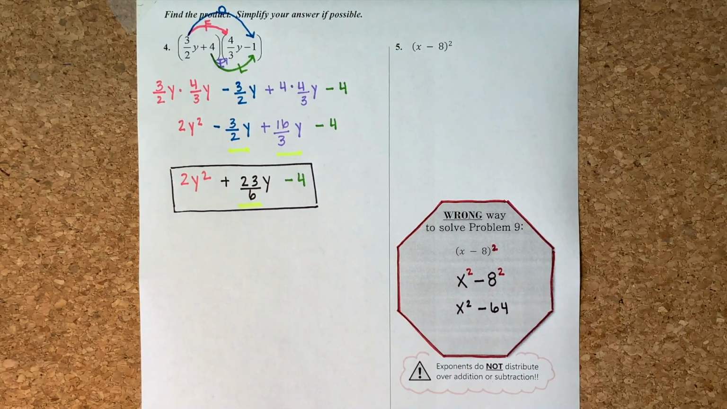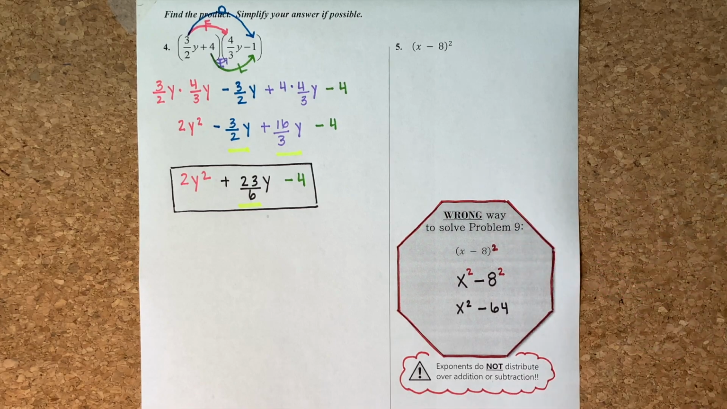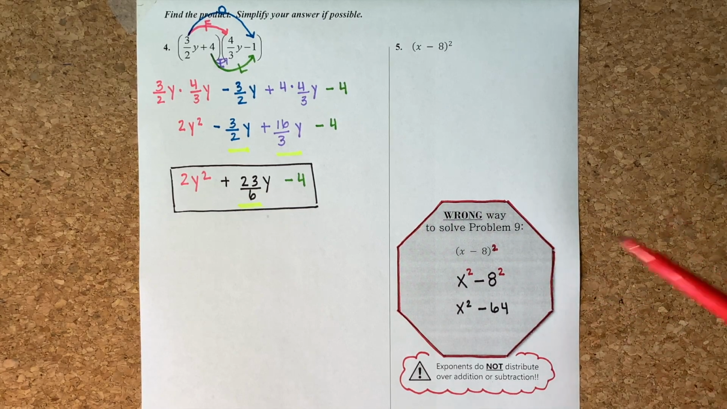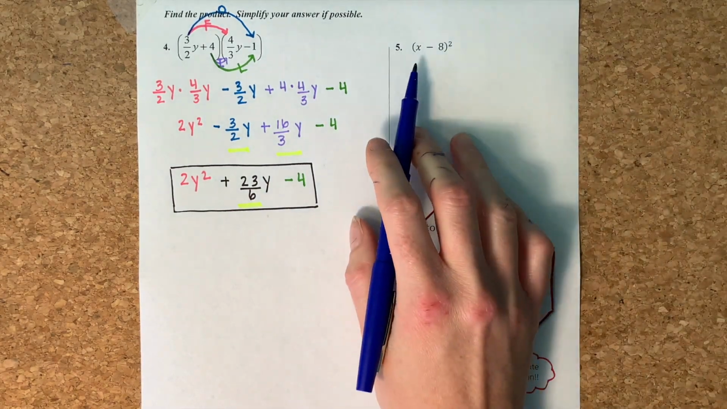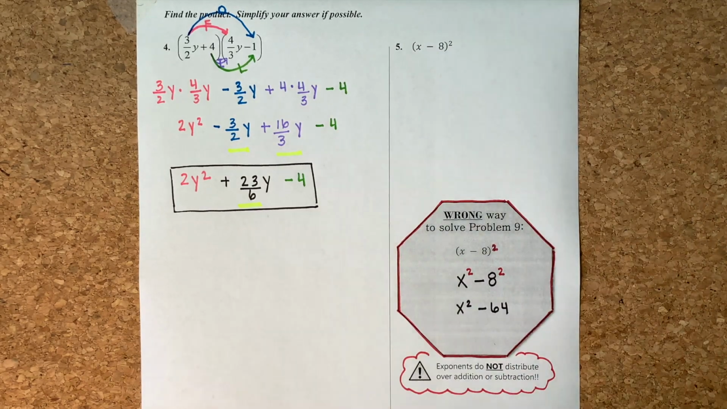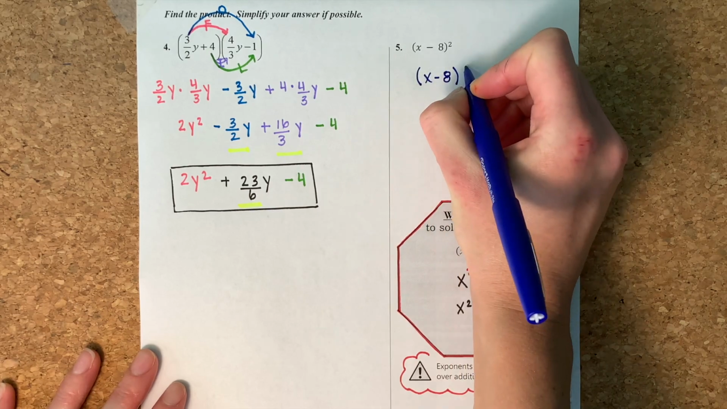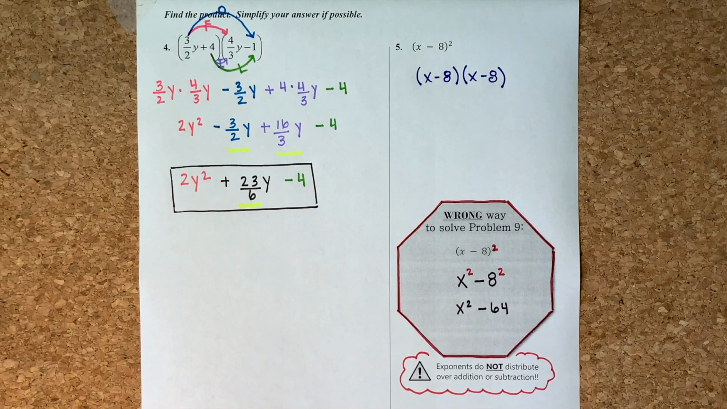The key here is that exponents don't distribute over addition or subtraction. You can't use the distributive property with exponents. So do not try to distribute an exponent in a situation like this. The correct way to solve this problem is to first rewrite this. The quantity x minus 8 squared can be rewritten as the quantity x minus 8 times the quantity x minus 8. Now we're going to want to FOIL.